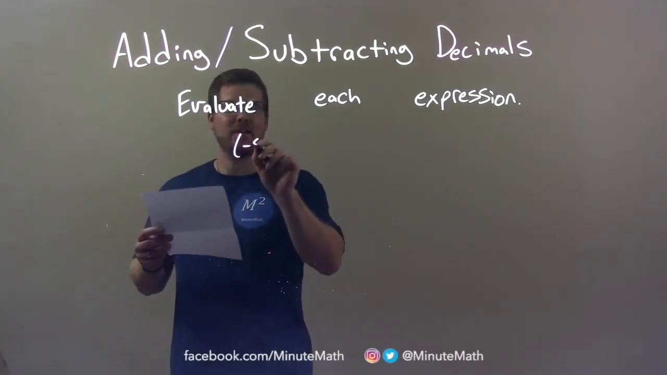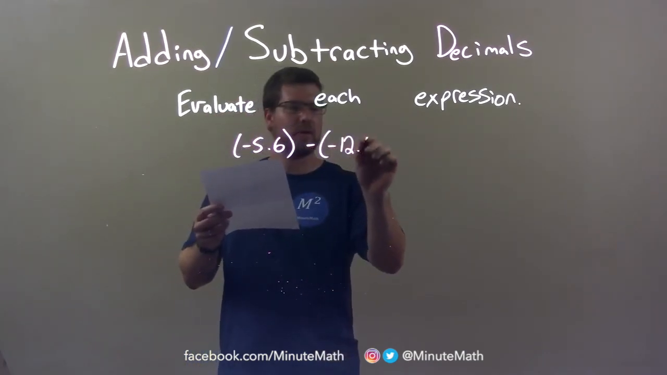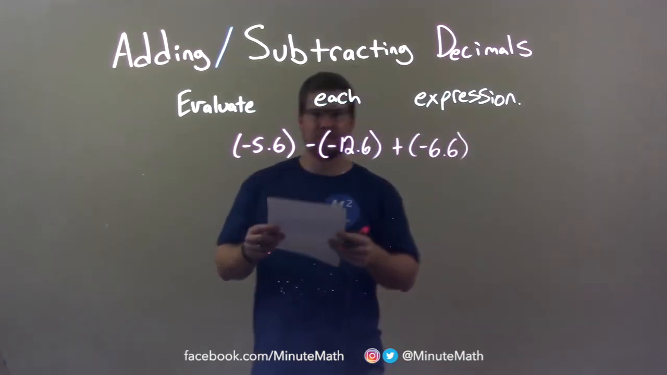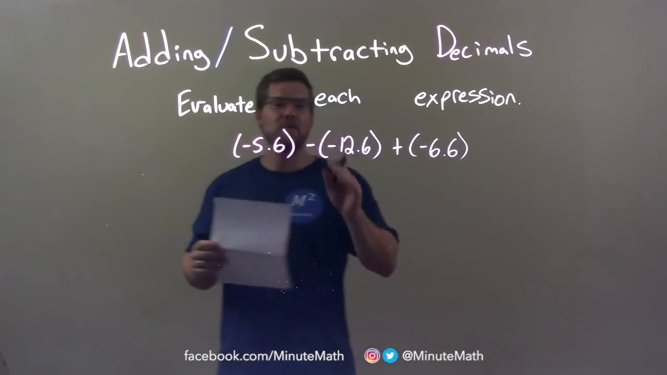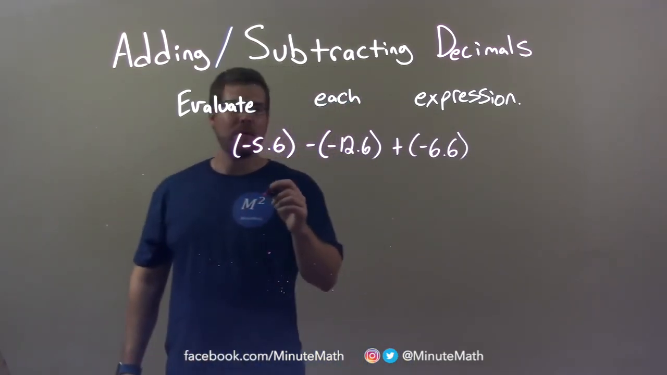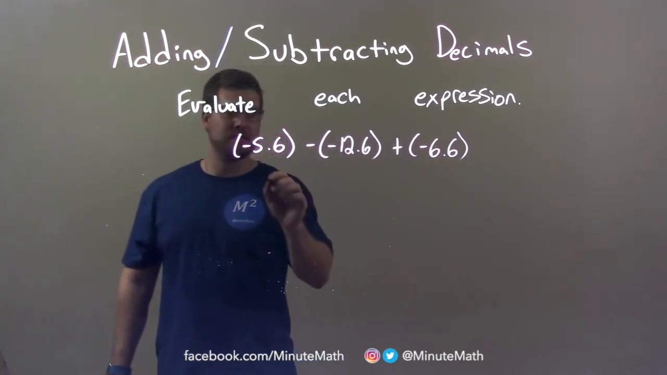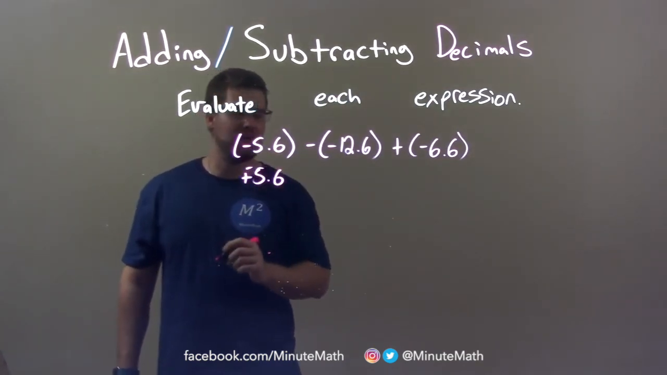Negative 5.6 minus a negative 12.6 plus a negative 6.6. All right. Well, first thing, I'm going to kind of do two steps here. I know subtraction is the same thing as adding a positive, right? So I'm going to kind of do that there, but I'm also going to rearrange this. So let's just bring down the negative 5.6, okay? And I'm going to write that, you'll see in the future, as plus a negative 5.6.